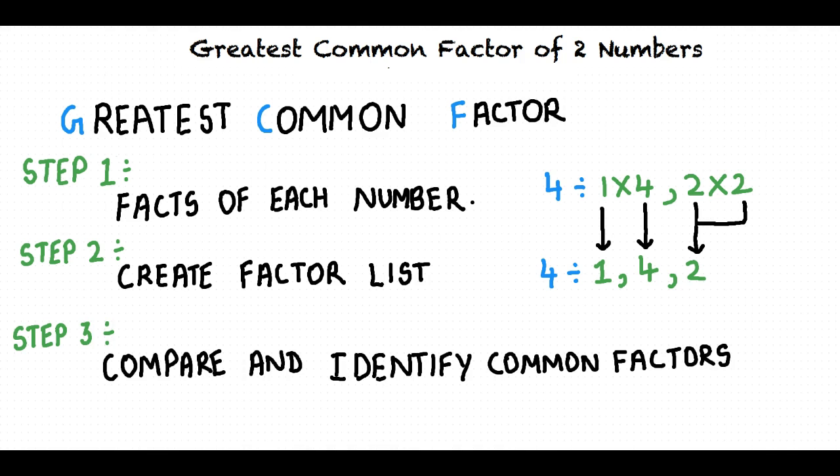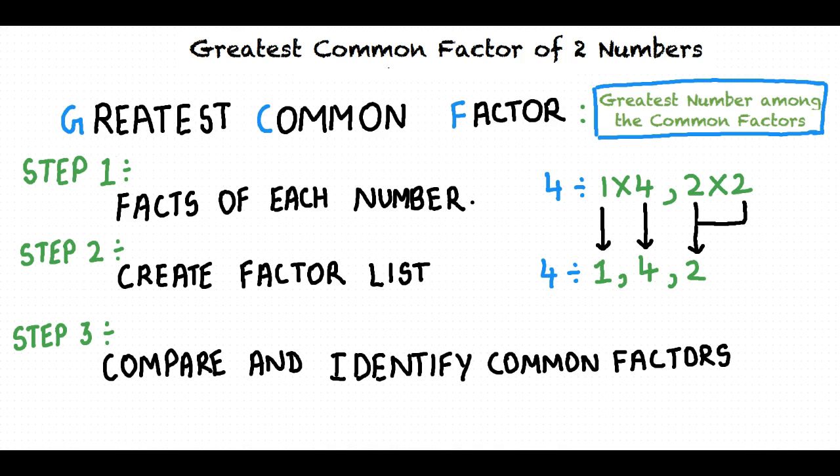The last step would be to compare the two lists and identify the common factors. Now, we have the list of common factors. We are not looking for any common factor, but we are interested in the greatest common factor. Thus, the greatest number from the list of common factors would be the GCF of the two numbers.